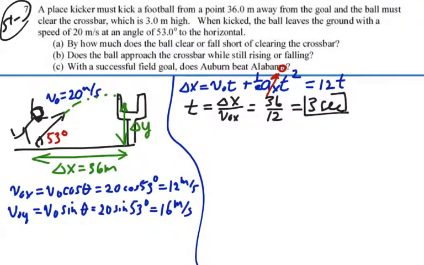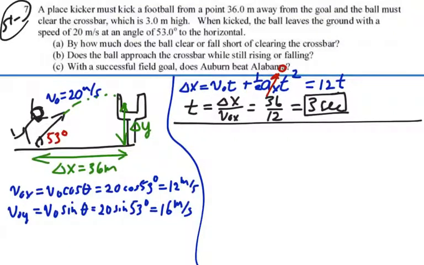So if we're the coach, we want to make sure we run the clock down to 3 seconds or less before we call our last timeout, so that this is the last play of the game. Alright, so it's 3 seconds to the goal.